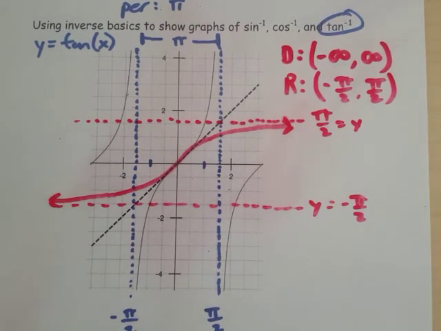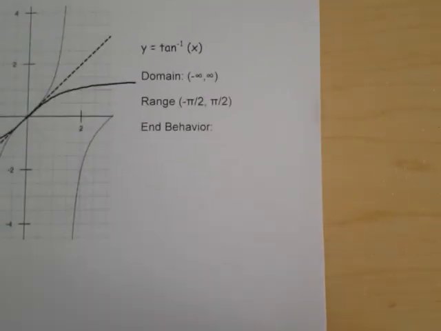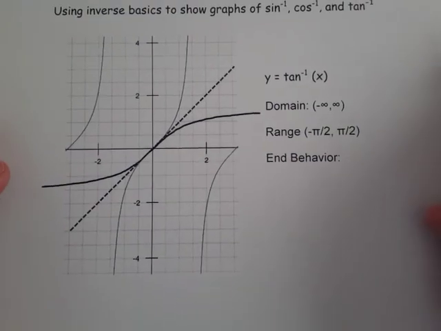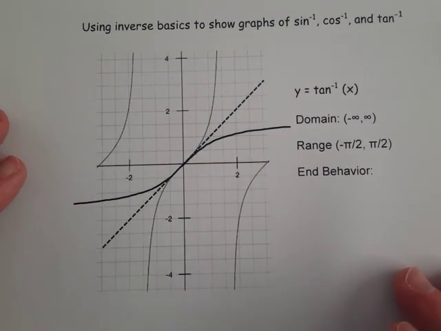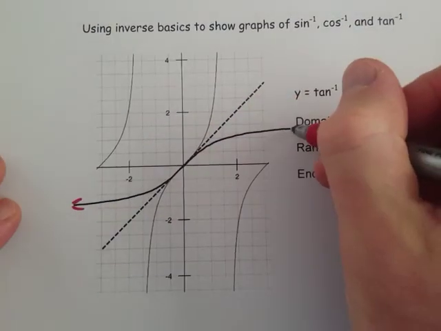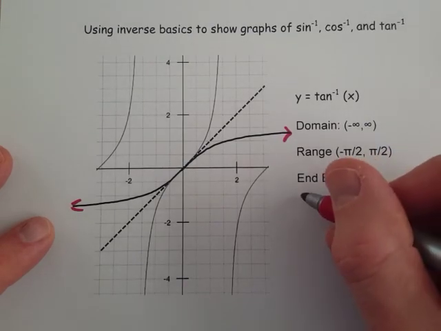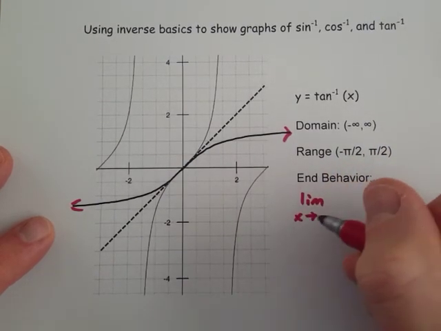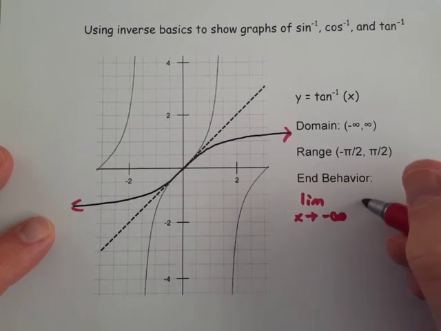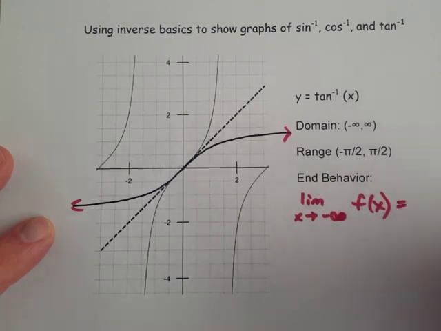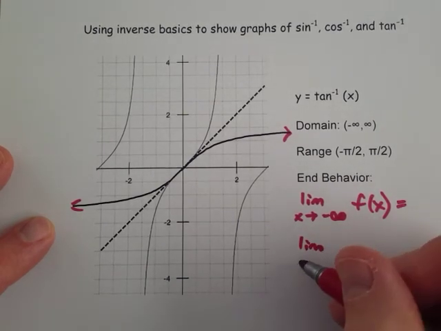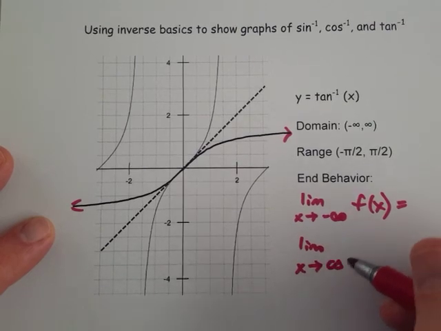Now, there is one other thing that's going on with this tangent inverse graph, and I'm going to put it on a new paper so it's a little easier to see. There's a lot of stuff going on here. The other thing that's going to be going on here is there is some end behavior now to this one. The other graphs didn't have end behavior. This one does, because it goes on forever in both directions. So since it's going on forever in both directions, the end behavior, if you remember our notation, was the limit as x approaches negative infinity of f of x, and then also the limit as x approaches positive infinity of f of x.